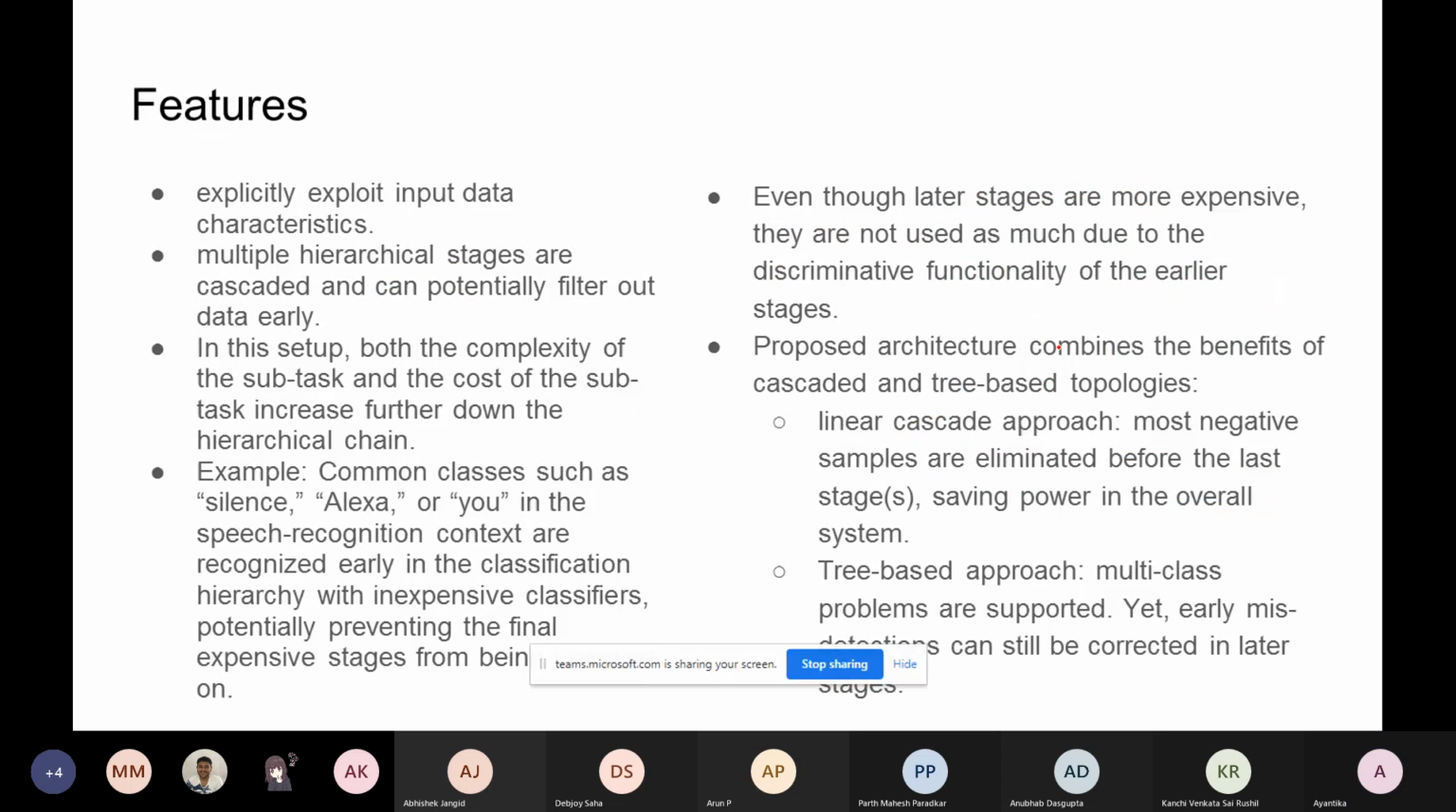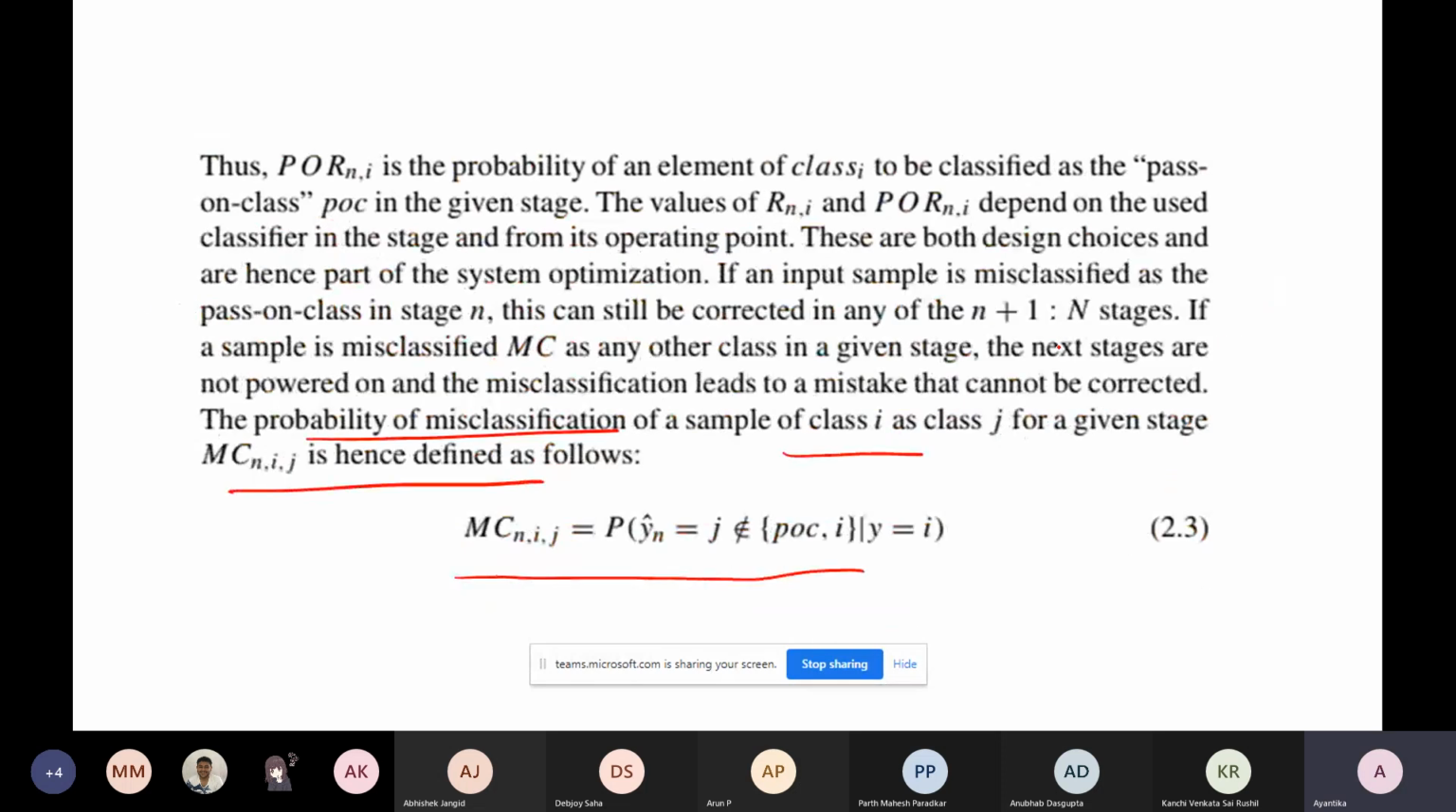Okay. So pass on rate is the probability of an element of class I to be classified as the pass on class. You are actually trying to pass this information to the next stage, and that's why you are making that information a member of this pass on class. Okay.